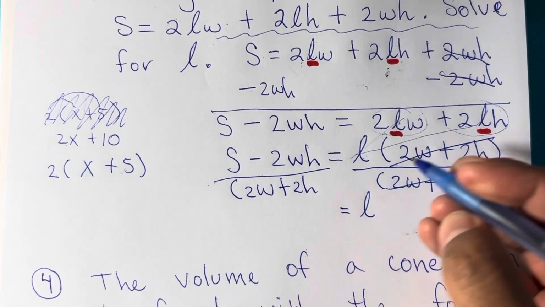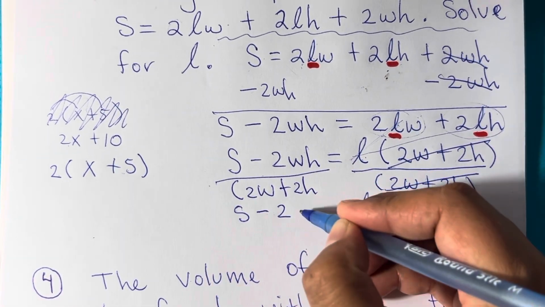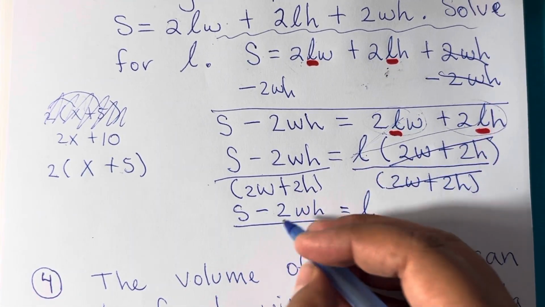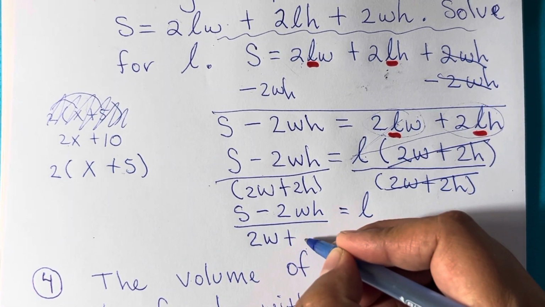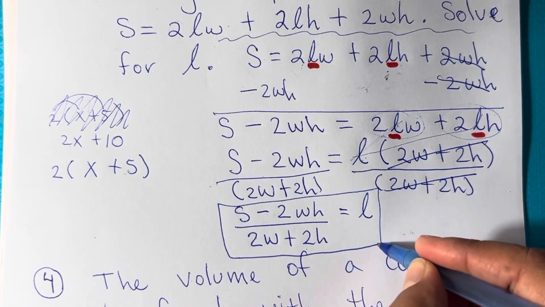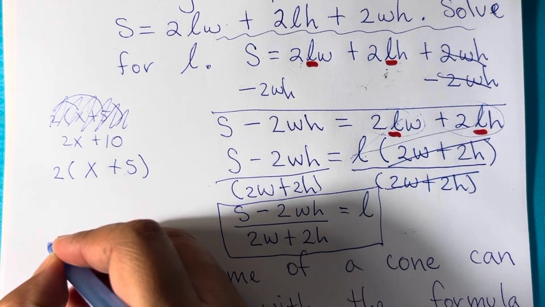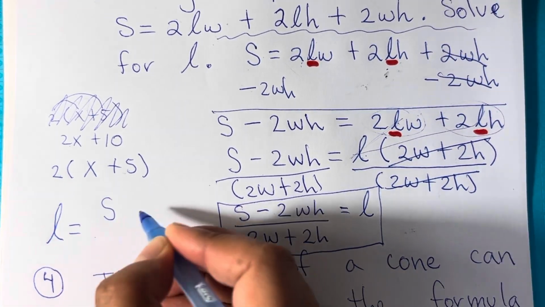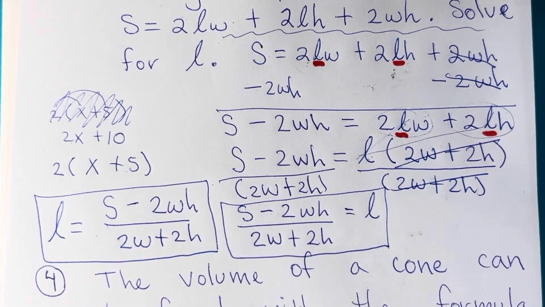And so we get L equals, rewrite this as surface area minus 2 times width times height divided by, we can put it now without parentheses, 2 times width plus 2 times height. And so that will be our answer. However, remember that you can rewrite it as having L first or to the left. So we put L equals, and then just rewrite this. So that will be our final answer.